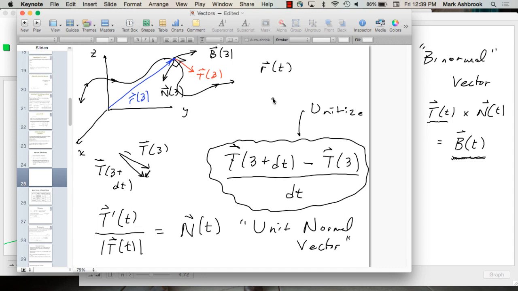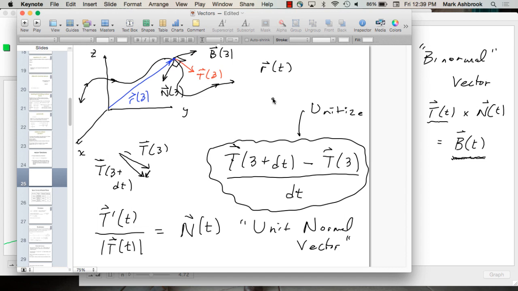Okay, so the normal plane is the plane that contains B and N, and it is defined by what vector? T. Notice that. The normal plane, the orthogonal plane to your motion, is not defined by N, the normal vector. It's defined by T, the unit tangent vector. Hear me now. Hear me well. Learn it. Okay?